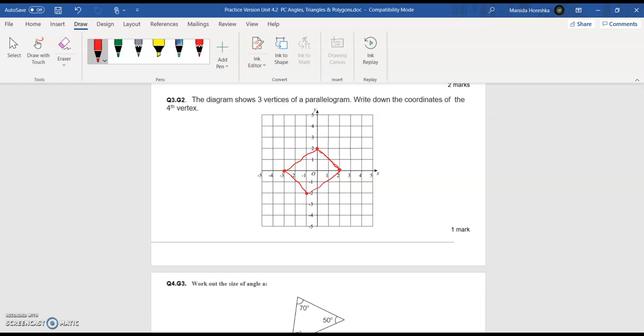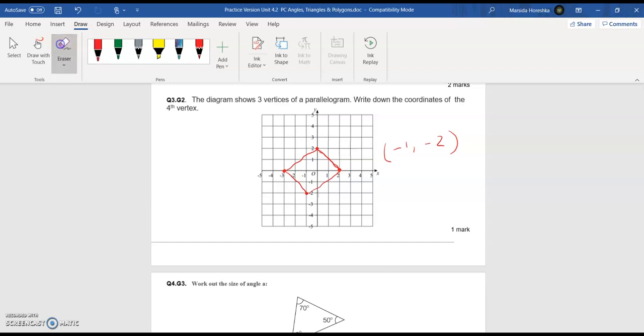So this point is minus 1, comma minus 2. A rectangle is a parallelogram, so this counts, but there are other possibilities as well.